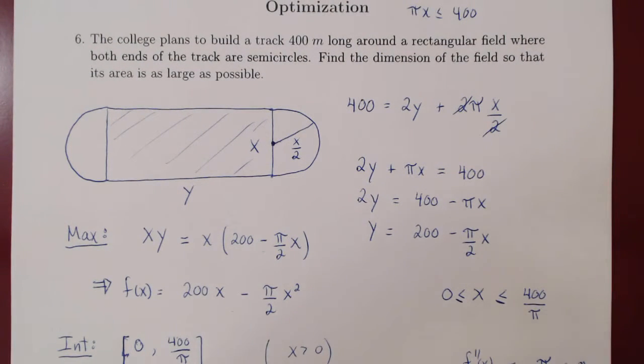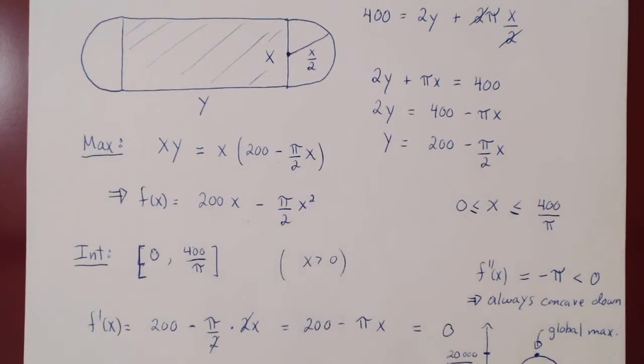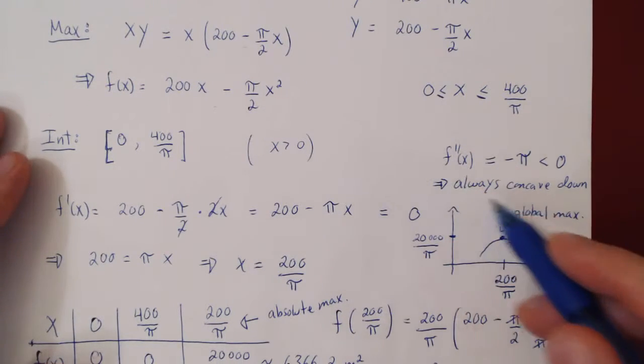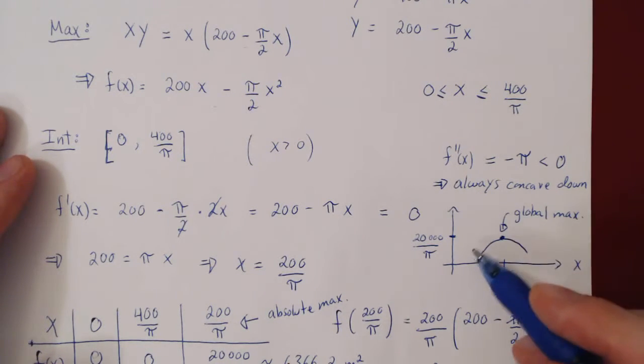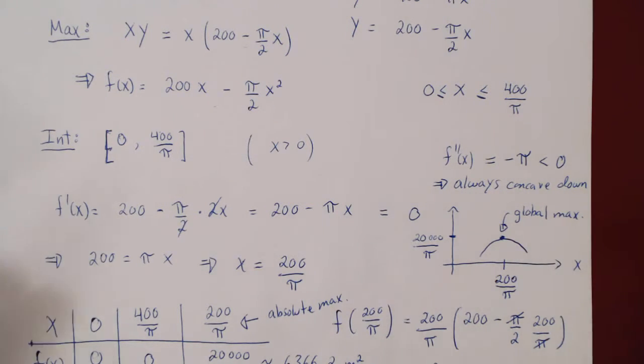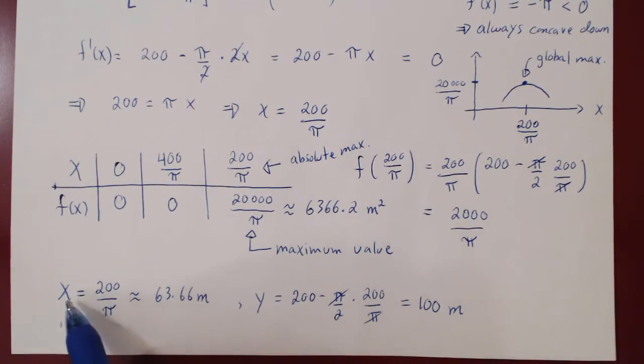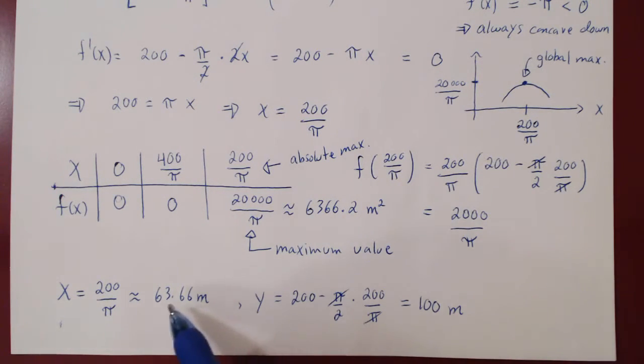So if you ever cannot find a way, even though there is one, to obtain a closed and bounded interval, fall back on the second derivative, helping you produce a rough sketch of the function, showing that you have indeed either a minimum or a maximum. And as we have concluded, the field will have maximum area if the length is 100 meters and the width is approximately 63.66 meters. These two dimensions will maximize the area of the field and give us a track that is 400 meters long. And that's it.